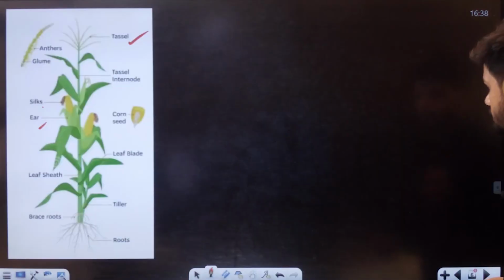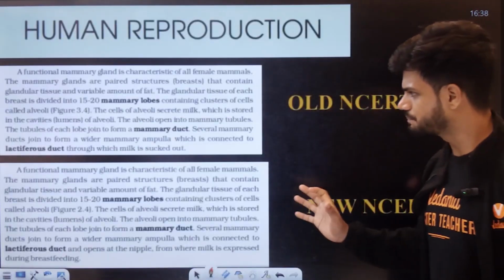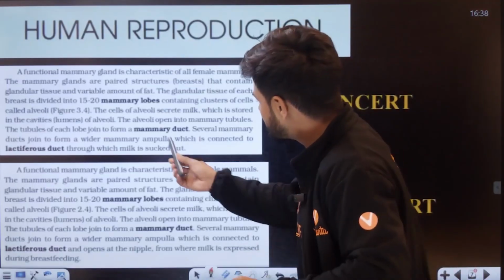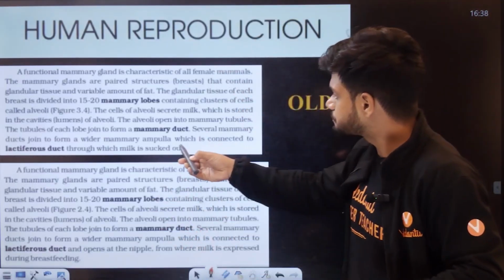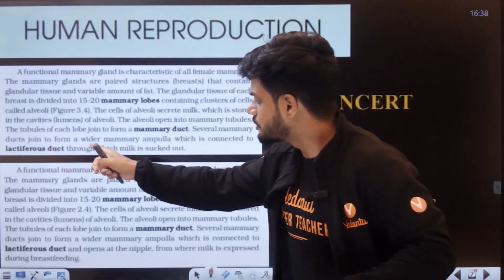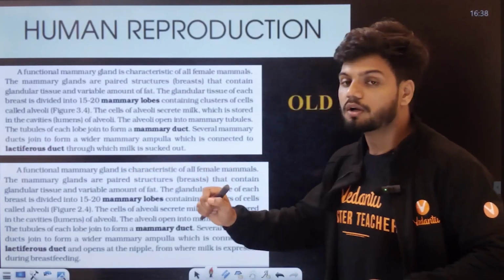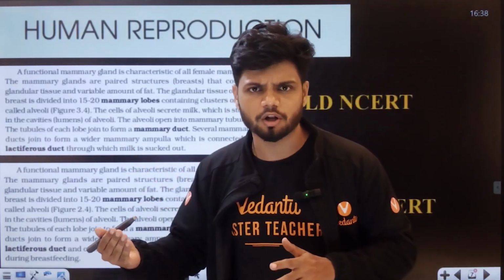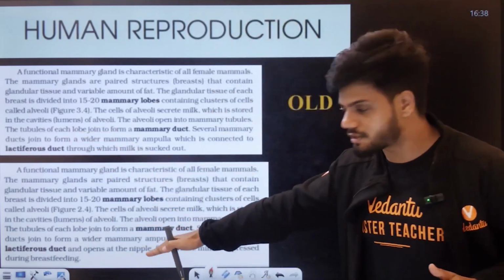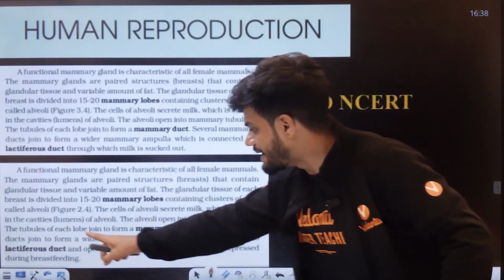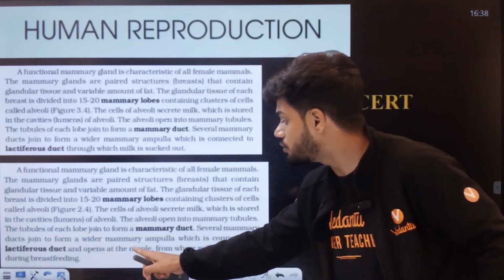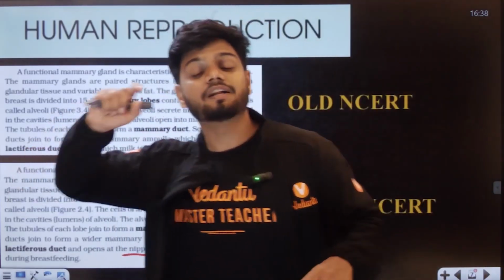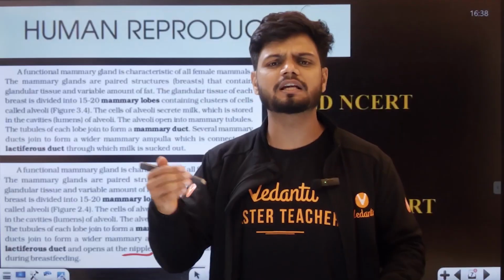Okay. Now students, the next one is from human reproduction. Again, a minor technical issue is there. Here you can see in the old NCERT it says lactiferous duct through which milk is sucked out. Is it possible? Milk cannot be sucked from the lactiferous duct. It is not possible at all. The mistake has been rectified here, students. Now it says the lactiferous duct opens into nipples. So very important: the lactiferous duct opens into nipples and through which milk is released or sucked out.